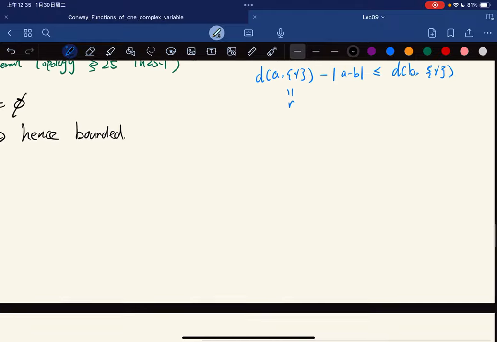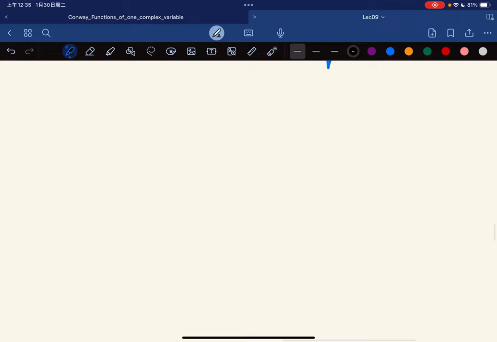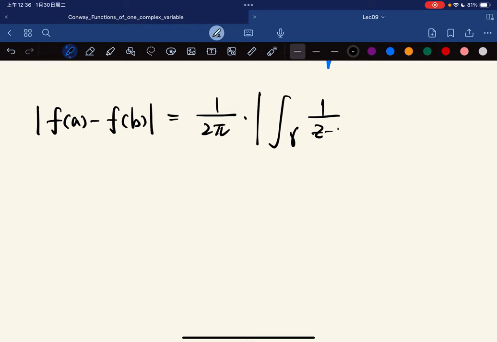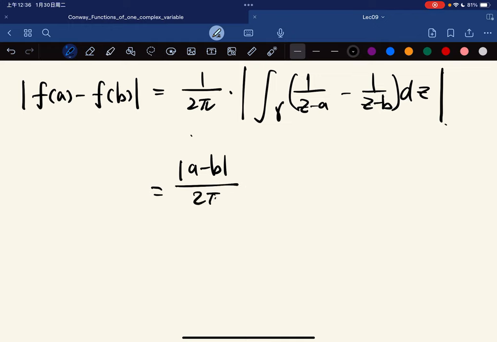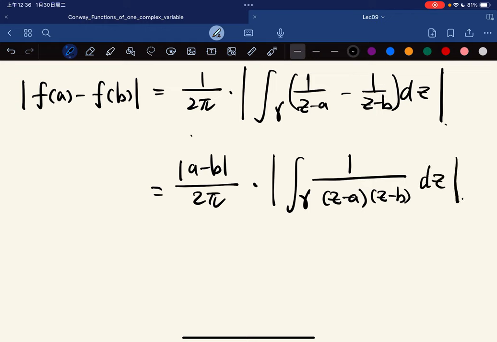Okay? Now, what we're going to do now is we want to estimate FA minus FB. So finally, we're going to estimate, right? So it's equal to 1 over 2 pi times the integral over gamma of 1 over z minus a minus 1 over z minus b dz. Okay. Well, you do the algebra here, right? You just combine a common denominator, I mean common factor, whatever it's called, I forgot. And you can put this out times the integral over gamma of 1 over (z minus a)(z minus b) dz. Okay?